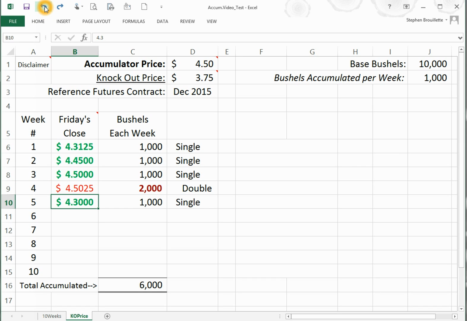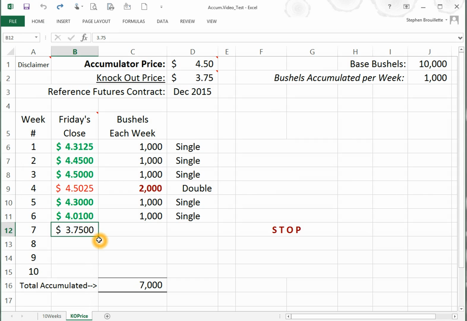And then we get into the fifth week, we can see where the market has settled back down or it has gone lower. We're trading at 430. The next week we are trading even lower. We traded at 401. That scenario, we're still above the knockout, but again, all the bushels accumulated so far, the 7,000 bushel, would be accumulated at the December futures price of 450. And let's see what happens here.